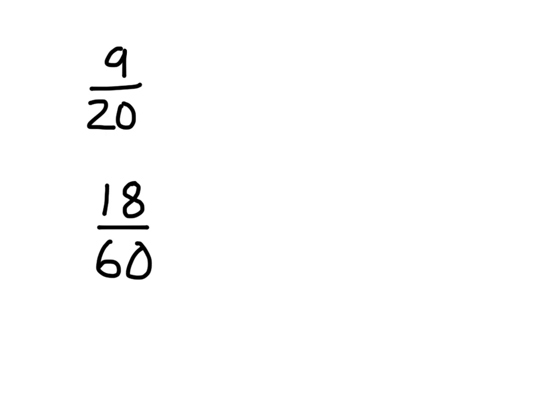All right, well, we're going to keep going here. Sometimes that happens. We get interrupted. 9 over 20 and 18 over 60. Go ahead and change those to percents. Pause the video and do it on your own, and then check your answer.